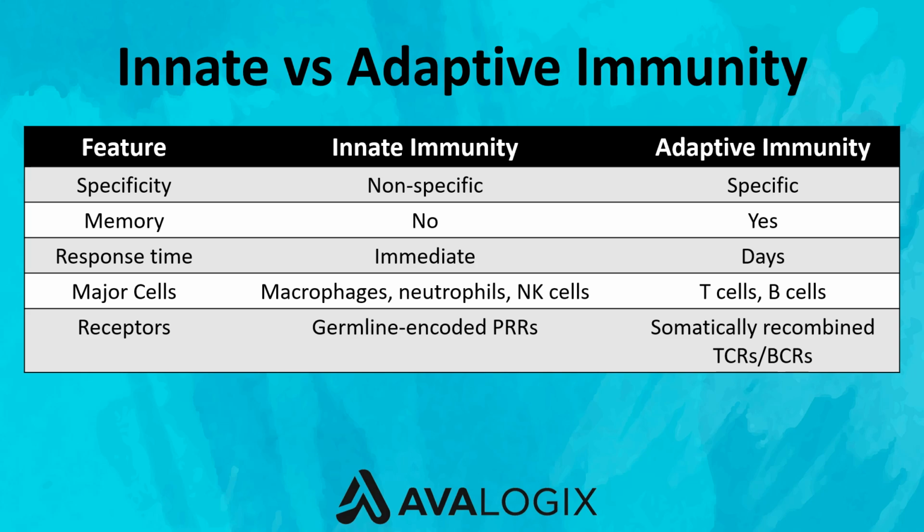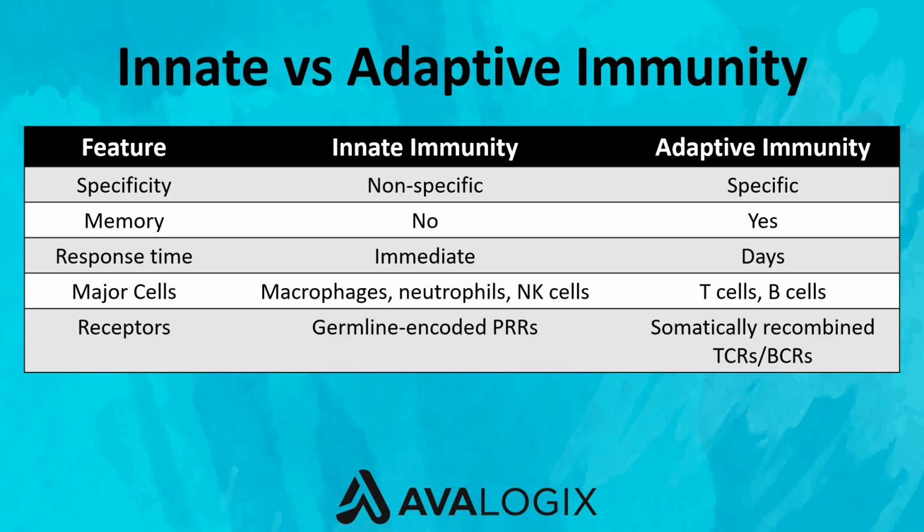Let's also consider evolutionary age. Innate immunity is ancient, found in nearly all multicellular organisms, from insects to humans. Adaptive immunity is more recent, only found in vertebrates like mammals, birds, and fish.